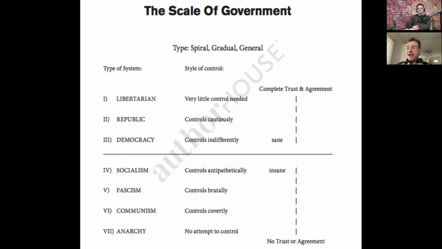So it's not hard to figure this out. Just look at the country. How much trust or agreement is there? Because look, if the people can be trusted, you don't need a lot of government.